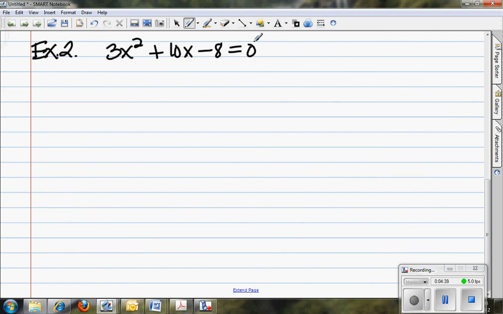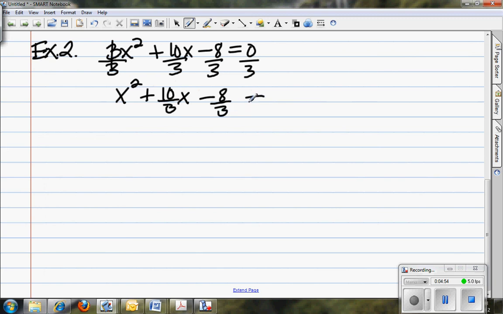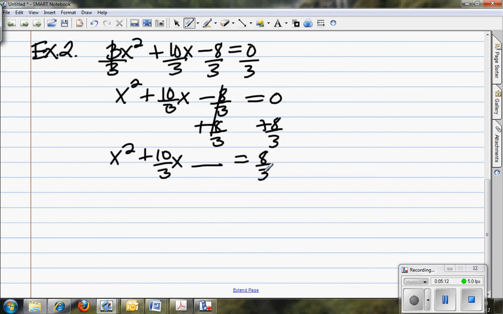All right, you should be back. Let's go ahead and divide everything by 3, because we need to get the x squared term coefficient equal to 1. So we're left with x squared plus 10 thirds x minus 8 thirds is equal to 0. Let's add that 8 thirds to both sides. Then we have x squared plus 10 thirds x, leave our space, is equal to 8 thirds.